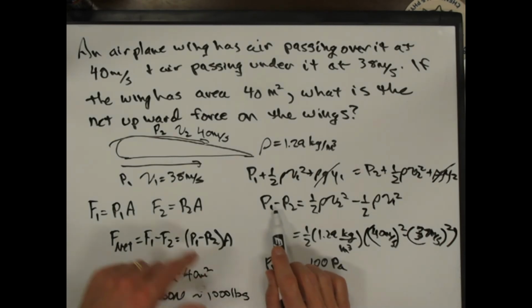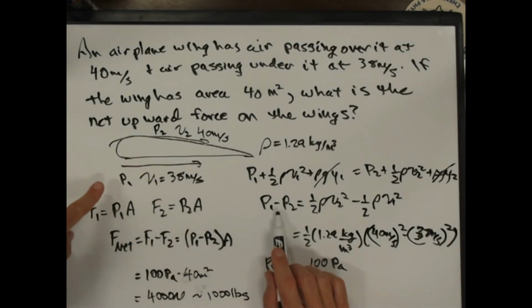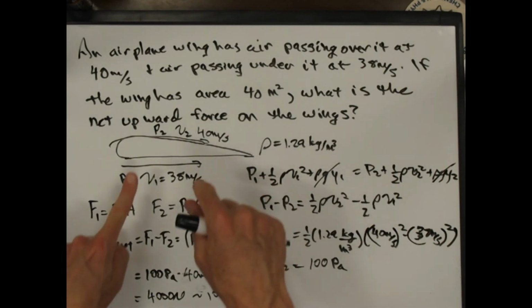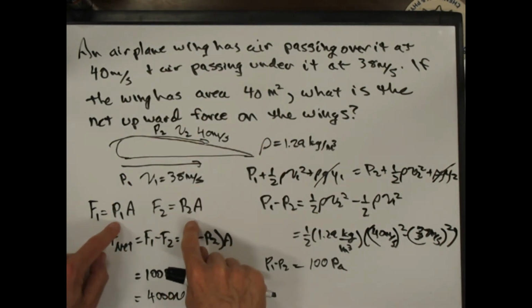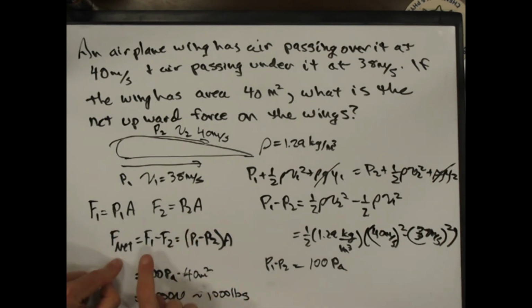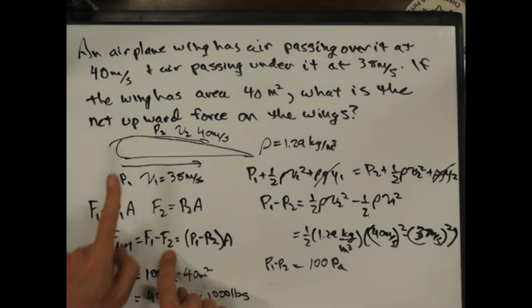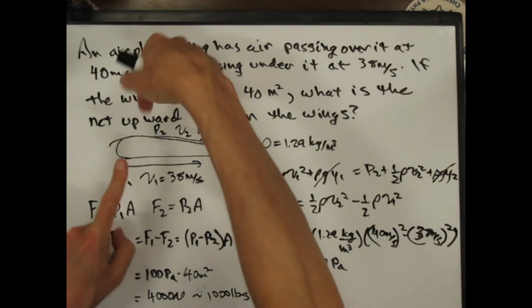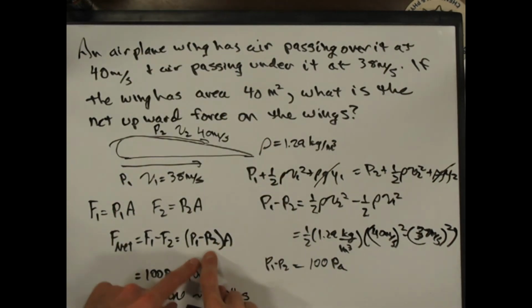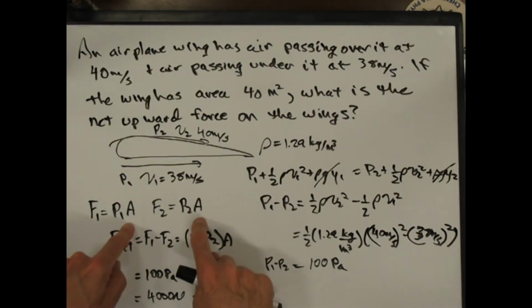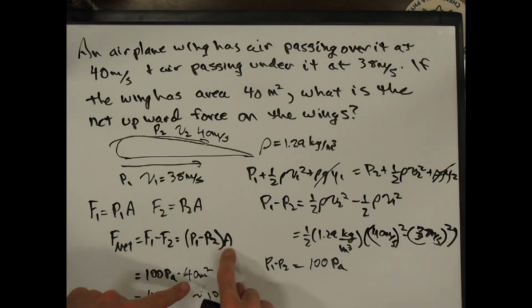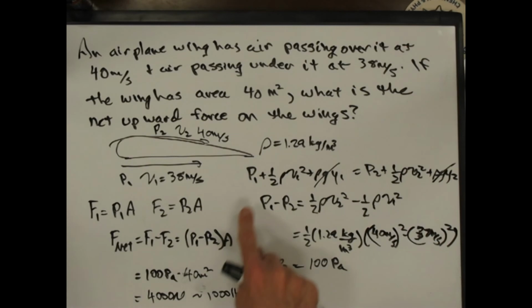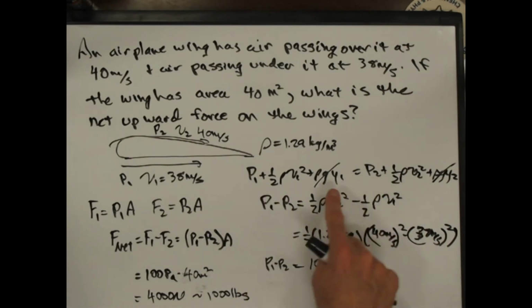And so if I want to calculate the net upward force, I want to look at the difference between the upward force on the bottom and the downward force on the top. And that's how I calculate both of those. And so the net upward force is just F1 minus F2. It's the upward force from the bottom minus the downward force on the top, which is just that minus that, which is that. And so I know the area, that's 40 square meters, and so I need to calculate P1 minus P2, and I can use the Bernoulli principle to do that.